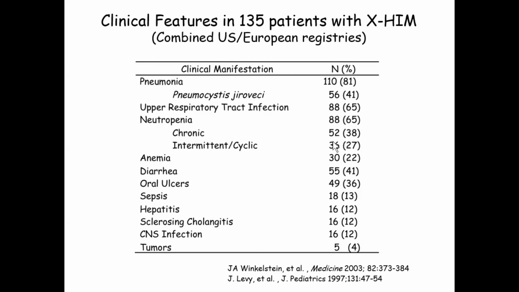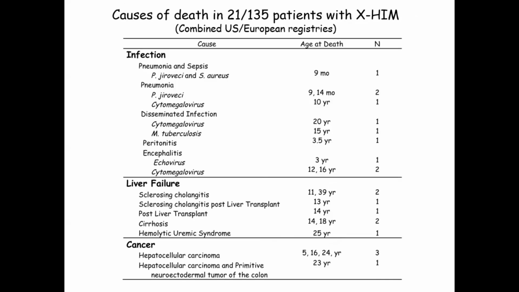60 or so percent of the patients have neutropenia, but 40% are chronic, the rest are intermittent. There's anemia, diarrhea is a big complication, some oral ulcers, and then less and less of sepsis, hepatitis, sclerosing cholangitis, infections of the nervous system, and tumors. Again, luckily they're low, but they're much higher than the general population for those tumors.